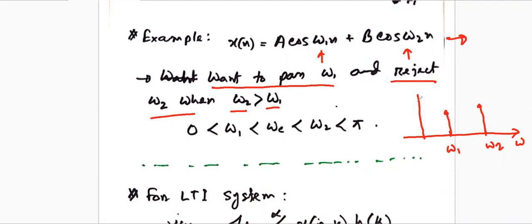So we definitely need to build a low pass filter, but that is not the only way to get omega 1. It can be like this, or it can be a band pass filter as well, isn't it? So if we design a band pass filter, we can take it. So this is the concept of what we need to do.